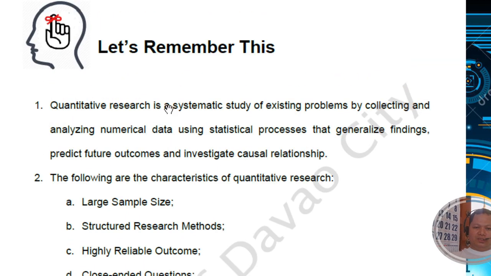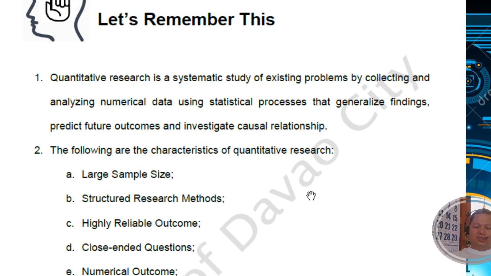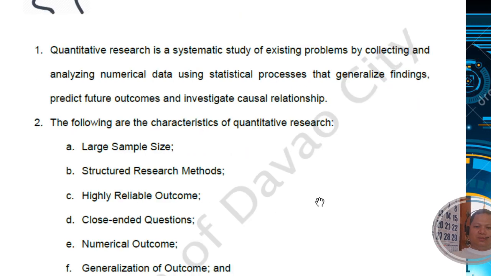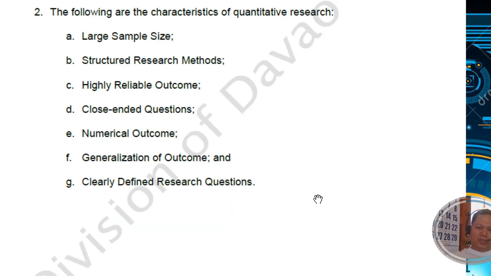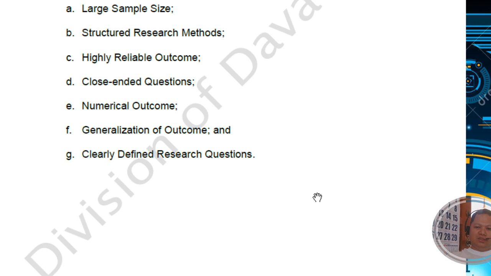Okay, let's remember this. Quantitative research is a systematic study of existing problems by collecting and analyzing numerical data using statistical processes that generalize findings, predict future outcomes, and investigate causal relationships. The following are the characteristics of quantitative research: large sample size, structured research methods, highly reliable outcome, close-ended questions, numerical outcome, generalization of outcome, and clearly defined research questions.